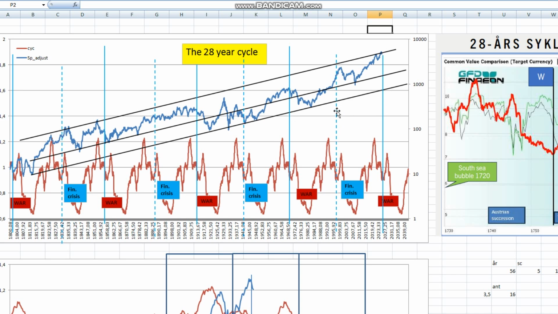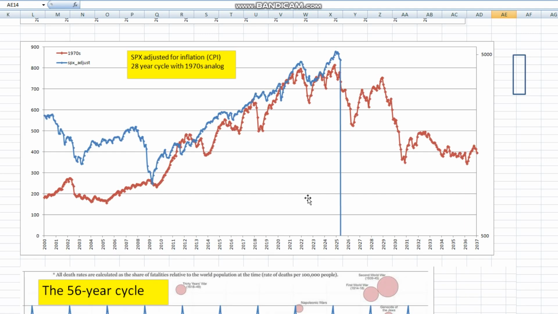If we go back 28 years, we come to 1998. Well, that was not bearish at all. But if we look at the other ones, mostly we have a bearish setup. And I'm looking at an analog from the 1970s here in red, and it's projecting a very bearish outlook for the next year or so.